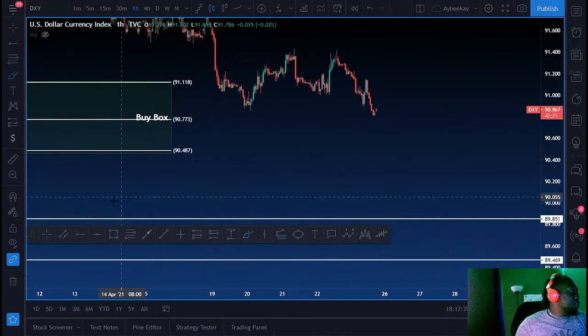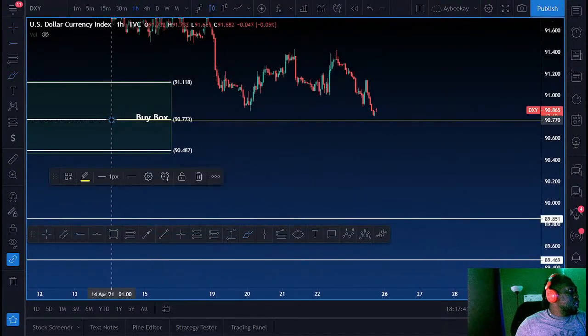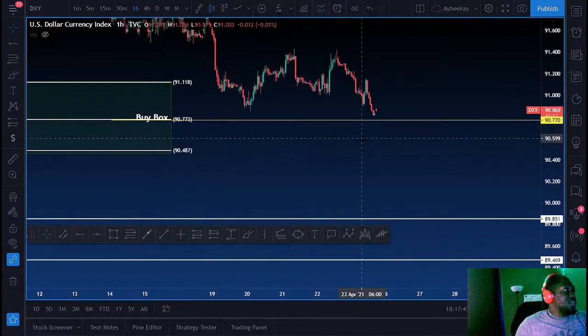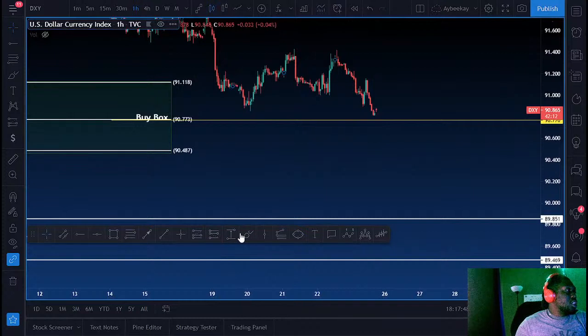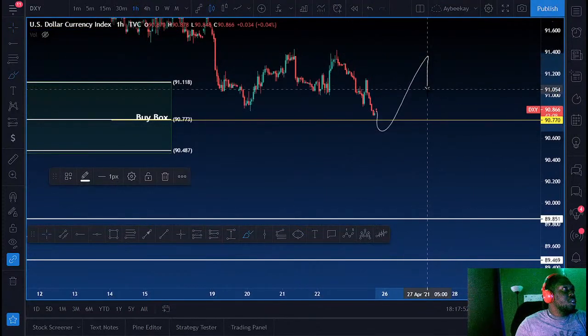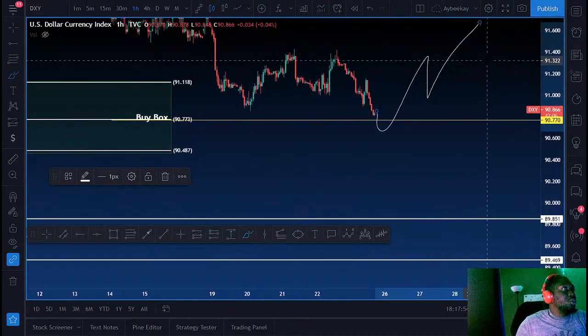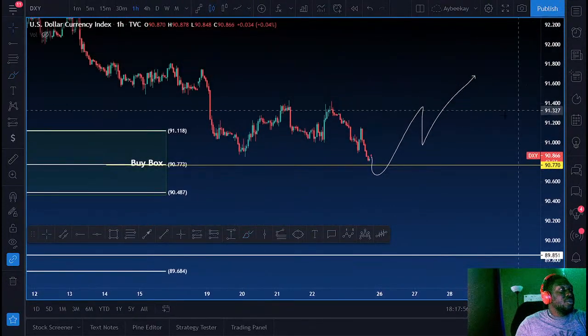But yeah, if I can get price to really come down to my 90.773 area, that'd be nice. Just a nice clean swoop. Yep, and then continuation, retest, boom, take off.